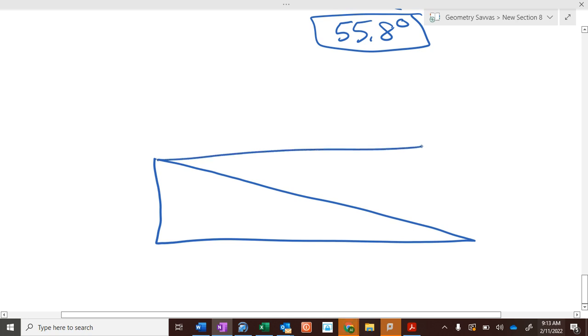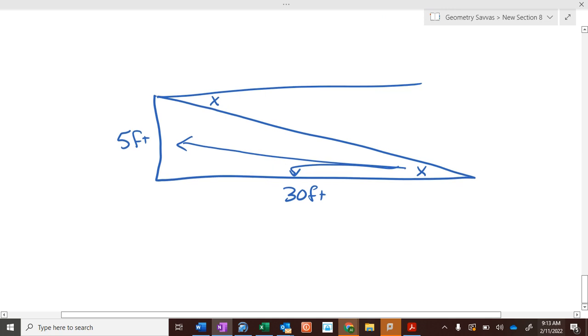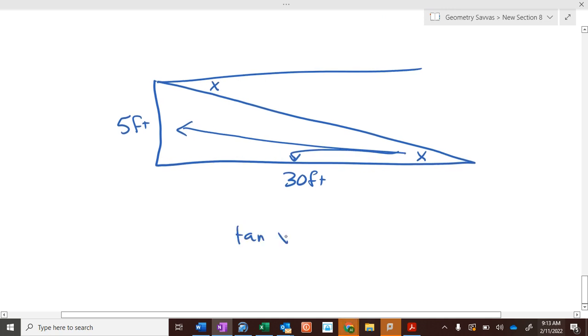Here's a ramp. The ramp is 5 feet high, and the angle of depression is what we're looking for if the ramp is 30 feet long. Well, the angle of depression is the same as what? The angle of elevation over here. Okay? So this is my opposite. This is my adjacent. So the tangent of x equals my opposite side over my adjacent side.